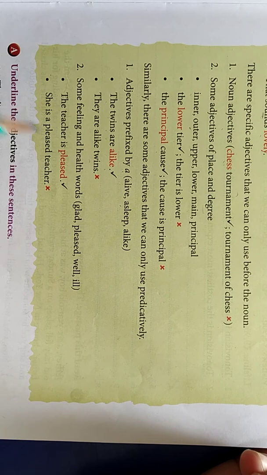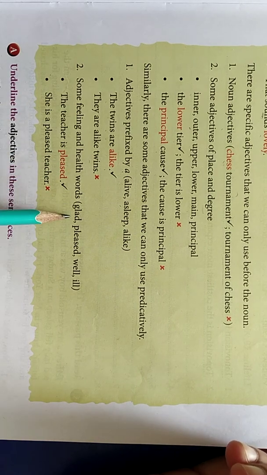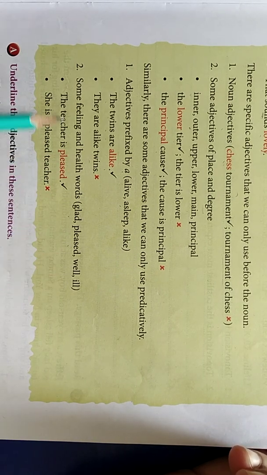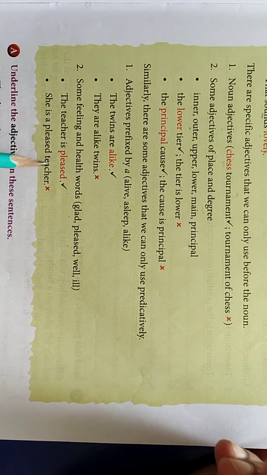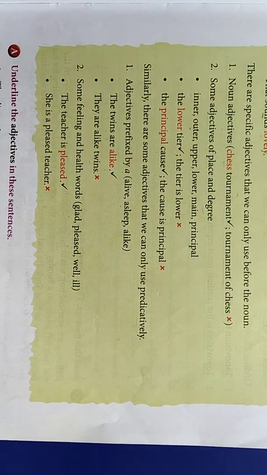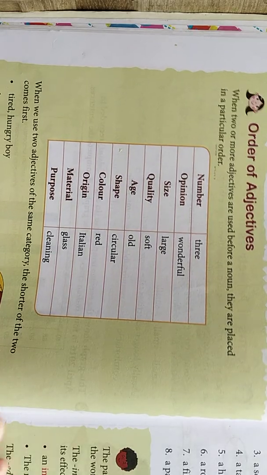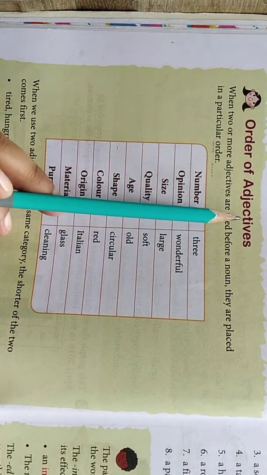Second, some feelings and health words: glad, pleased, well, ill. Like the teacher is pleased. She is a pleased teacher, it is wrong. Now, here we are going to talk about order of adjectives.